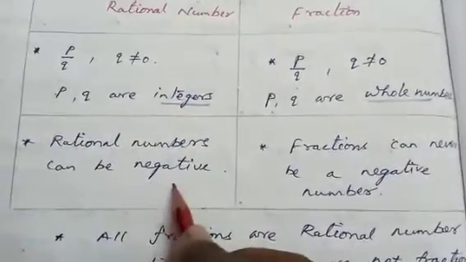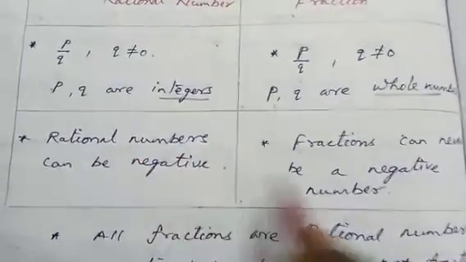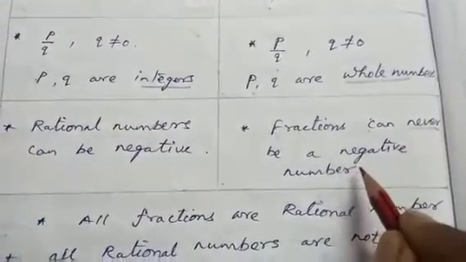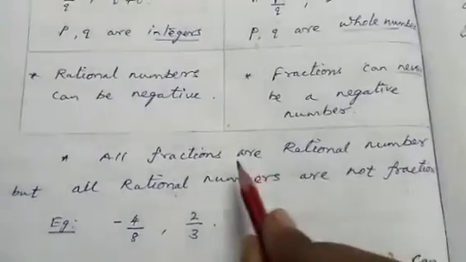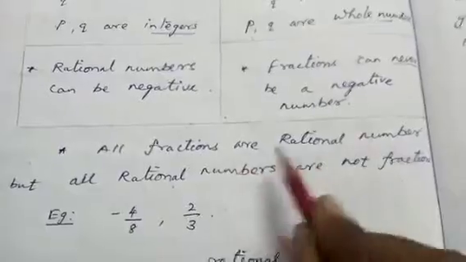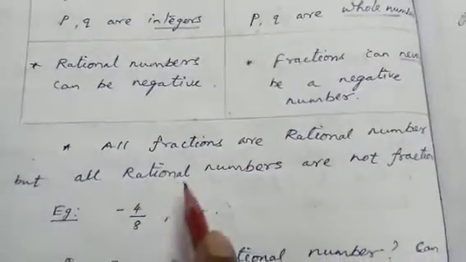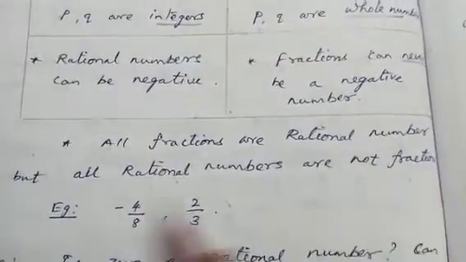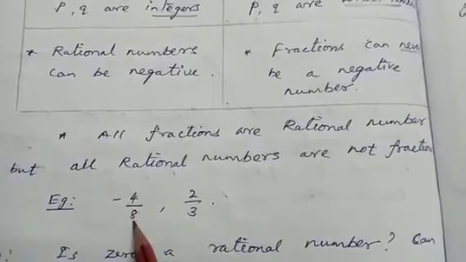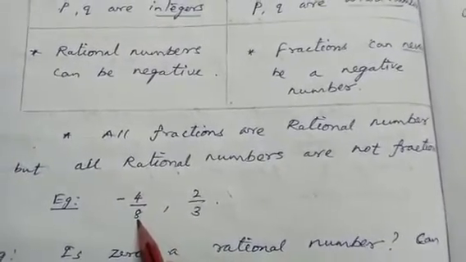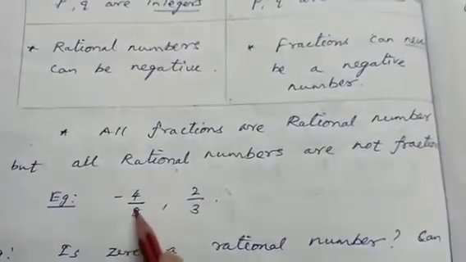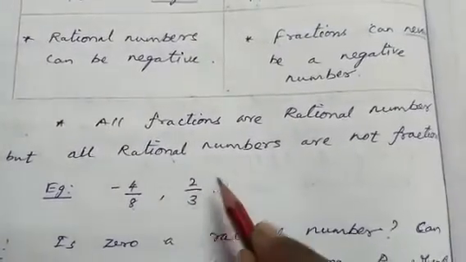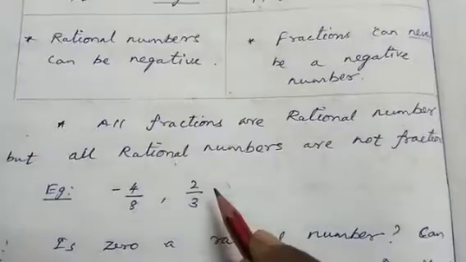Rational numbers can be negative. But fractions can never be a negative number. Here all the fractions are rational numbers, but all rational numbers are not fractions. For example, minus 4 divided by 8. Minus 4 by 8 is a rational number, but it is not a fraction because it is negative. So 2 divided by 3 is a rational number, and it is also a fraction.